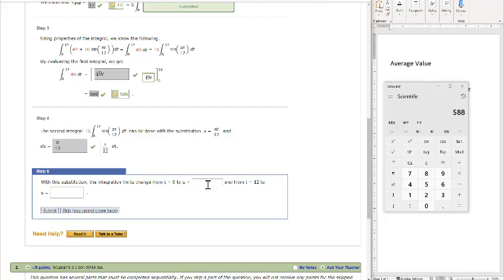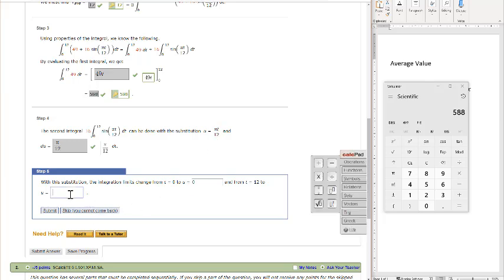And when we do the u substitution, we're also going to change limits. So when t is equal to 0, we're going to put 0 in for t and figure out what your u limits are. So when t is equal to 0, u is going to be 0. Now when t is equal to 12, this is going to be pi times 12 over 12. The 12s would cancel, and all we have left is pi.